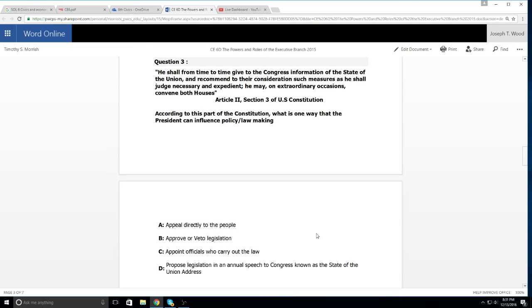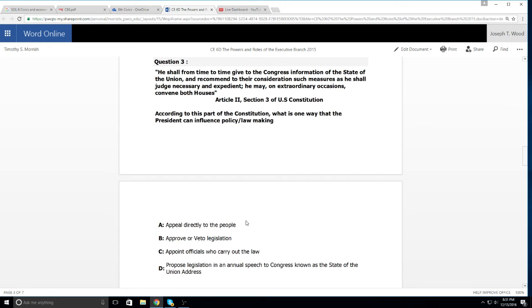Alright, so yes, the answer is D. Okay? So, it says, he shall from time to time give to Congress information to the State of the Union and recommend to their consideration such measures as he shall judge necessary and expedient. He may on extraordinary occasions convene both houses. That's that special session he can call.